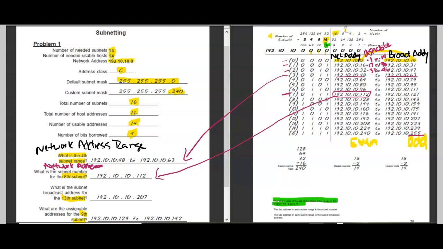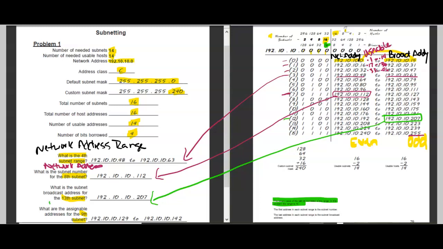Then we're taking a look at the broadcast address. The broadcast address is the 13th subnet, which would be the 12th range. Let me get another color going here. That would be the 12th range. Here is your broadcast address. Again, you can see that's what they filled in right here. 192.10.10.207.